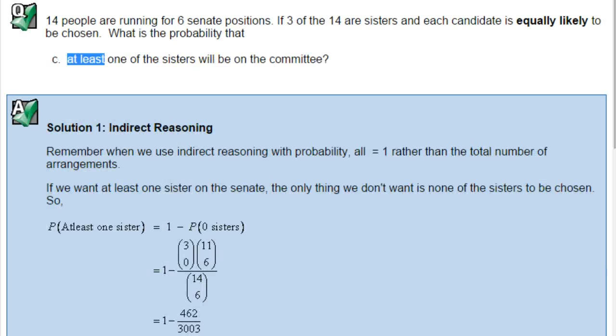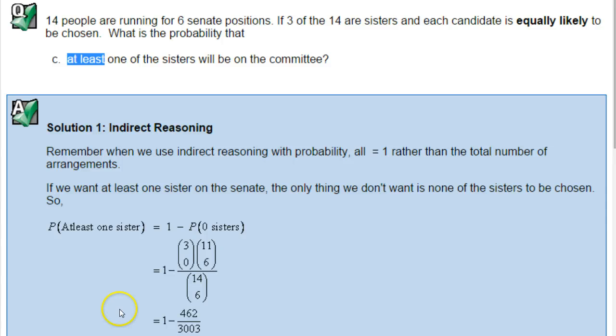And this has to be my favorite type of question. It is one that I see crop up in real life time and time again. I use this principle probably at least once a month, even if I'm not thinking about it. So what's the probability that at least one of the sisters will be on the committee? In this case, your result will be shockingly high, and that's one thing that people are often astounded by. So what is the probability that at least one of the 3 sisters will be on the committee?